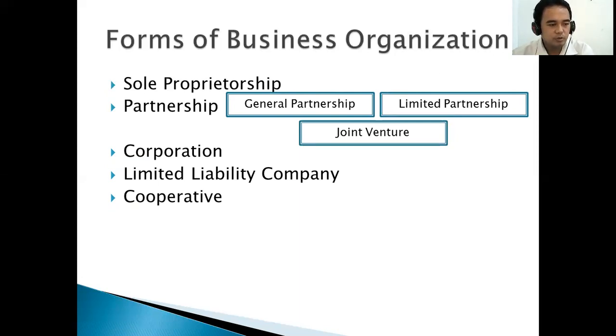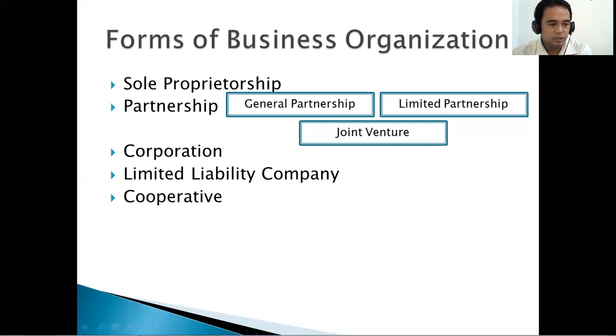When it comes to the corporation, a corporation is a business organization that has a separate legal personality from its owners. So separate legal personality. It is acting like a person, so it can have business with other companies, acting like a person.